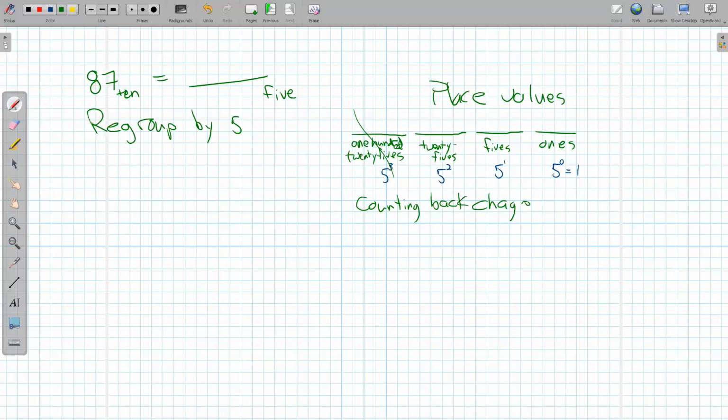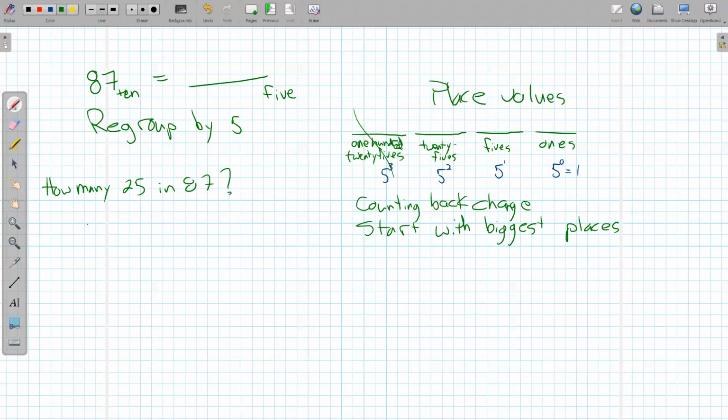When you count back change, you start with the biggest bills, and then you work your way down as necessary. In this case, our biggest bills are our biggest places. And so the biggest place I need are the 25s. So I ask myself, how many 25s are in 87?